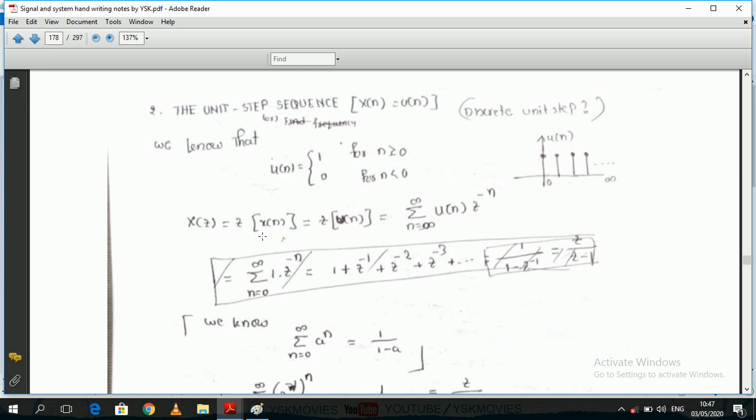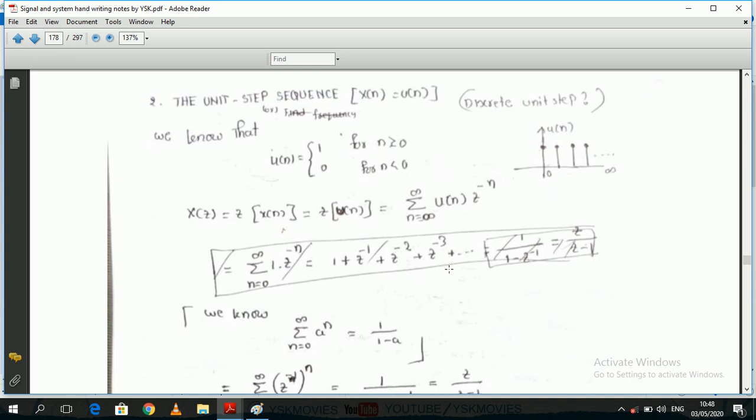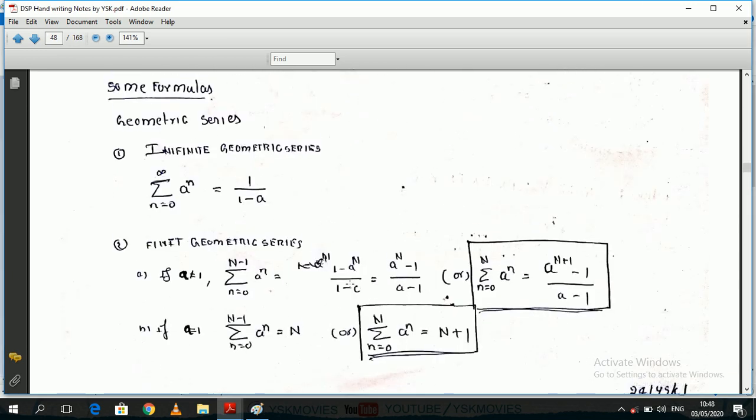So what is the Z transform? X of z is equal to Z of x of n, and Z of u of n is equal to summation n equal to minus infinity to infinity u of n z power minus n. While solving Z transforms, everyone should know one thing, that is the geometric series formulas. The infinite geometric series, n equal to 0 to infinity a power n, is equal to 1 by 1 minus a. This is an important formula to solve Z transform problems.